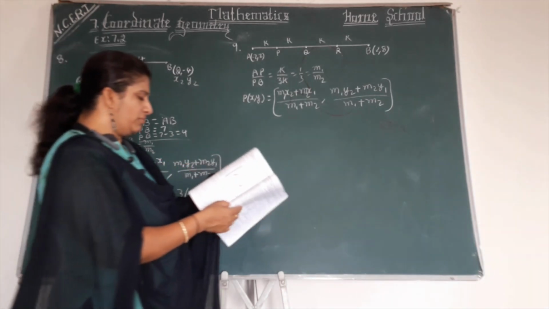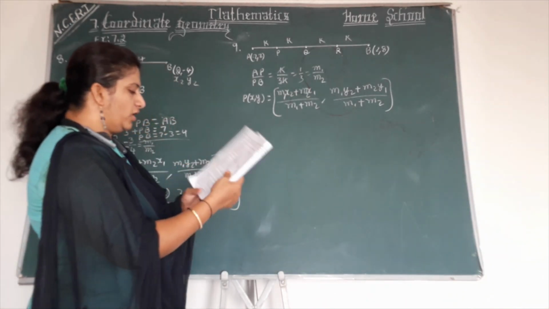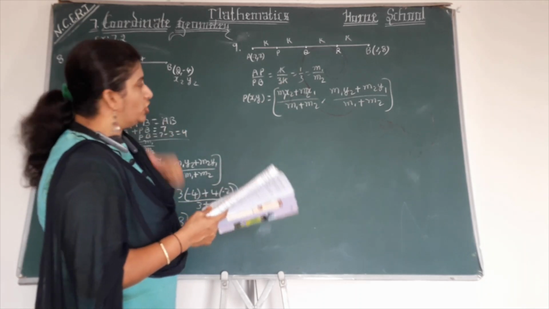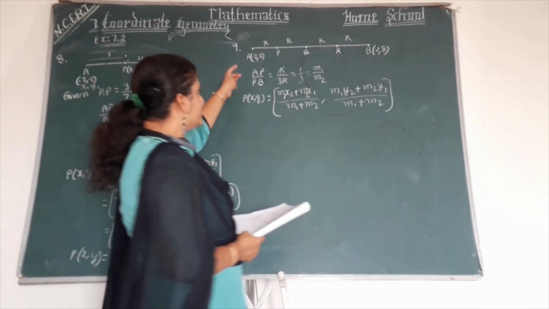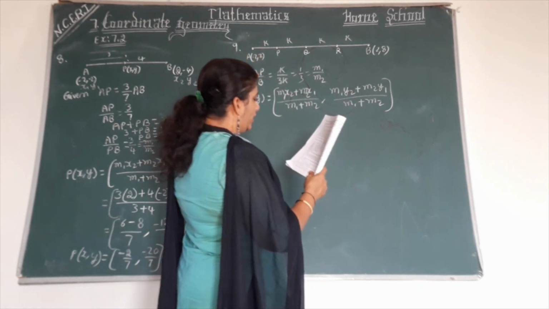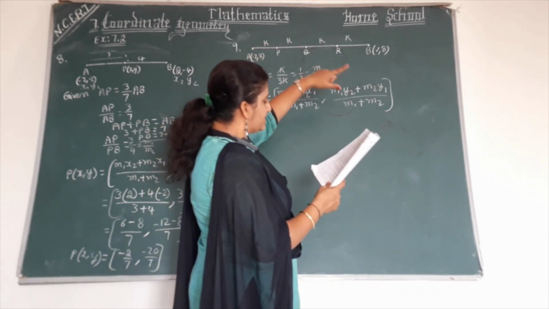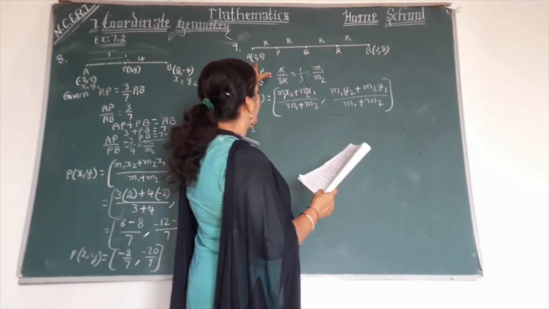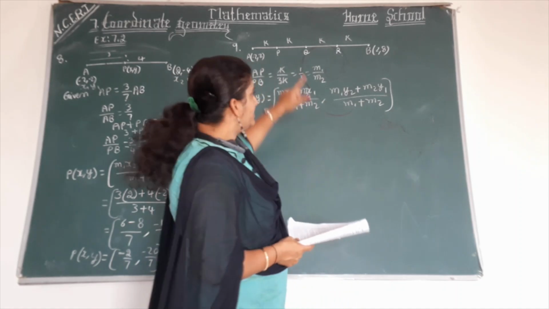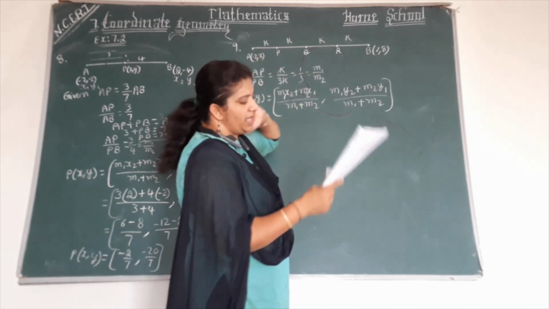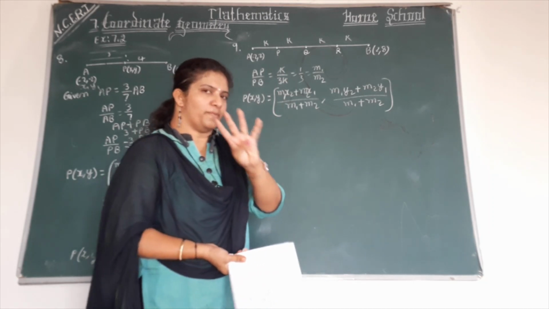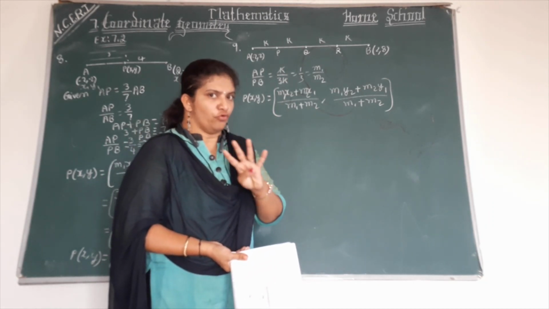What's your ninth problem here? Find the coordinates of the points which divide the line segment joining. Can you see the line segment here? Coordinates of the points which divide the line segment joining A minus 2, 2 and B 2, 8. The line segment joining points A and B is divided into 4 parts. How many parts? 4 parts.